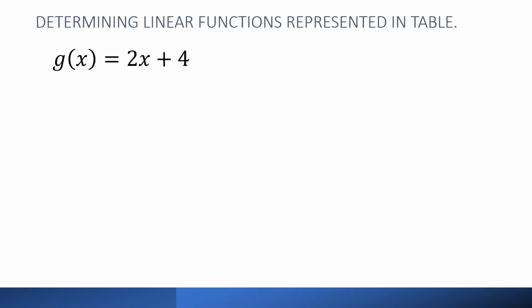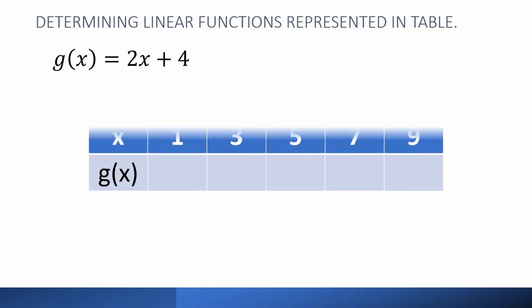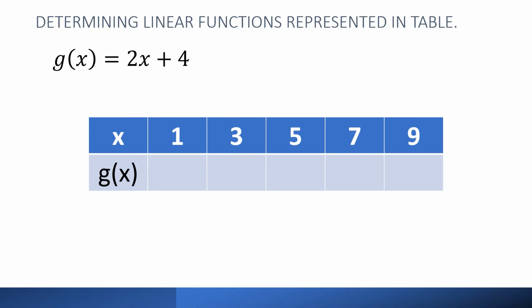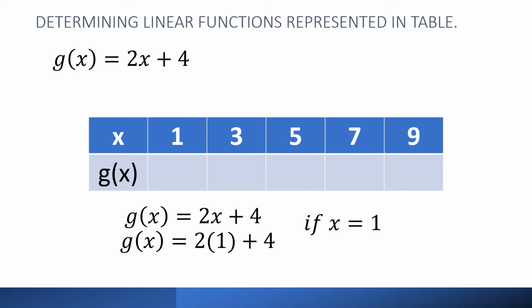Ngayon naman, we are going to determine a linear function represented in table. Okay, so let's explore first the given function. If we have g of x is equal to 2x plus 4. So let us represent values of this function in a table. So let's say if x is 1, then we will solve for the g of x. So g of x is equal to 2x plus 4. If x is 1, so substitute lang natin. So magiging 2 times 1 plus 4 and the result is equal to 6.